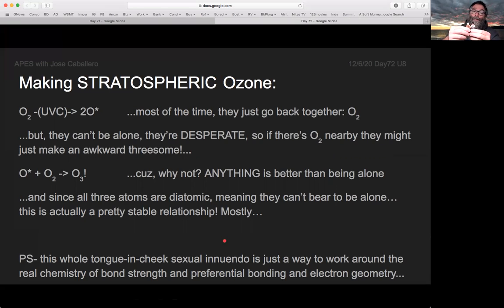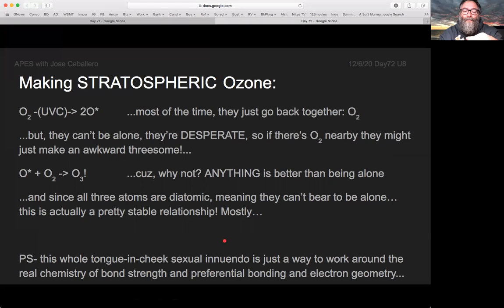Now, usually what happens when you split up oxygen gas is you go back to oxygen gas. But remember that we're in a part of the atmosphere where there's lots and lots and lots of oxygen around. See, look at all these oxygens. So if these guys break up and these are closer, you get an awkward threesome called ozone.